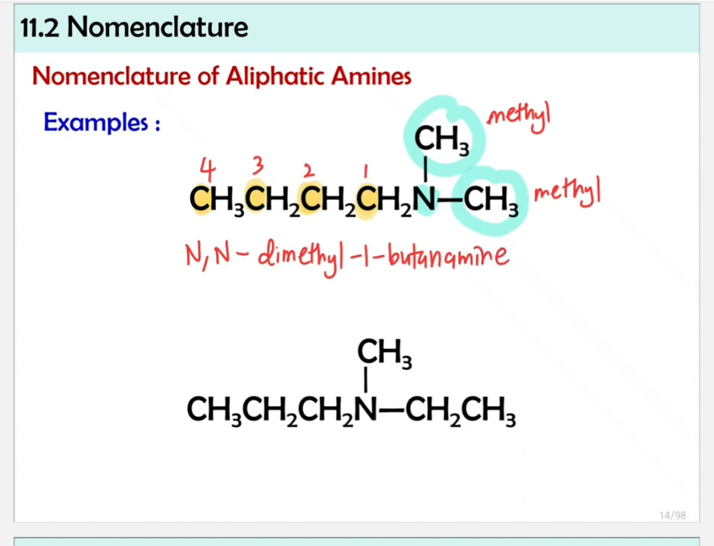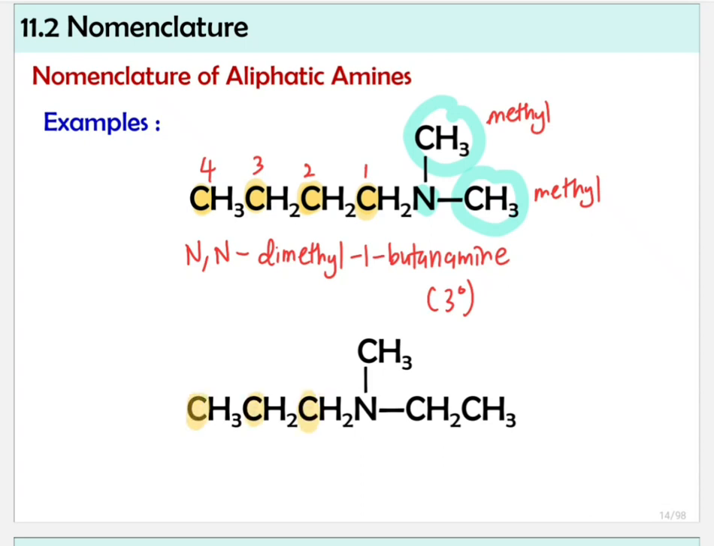Okay. Jadi untuk yang ini, nitrogen is bonded to 3 carbon. Therefore, this is a tertiary amine. Okay. So, kita teruskan dengan compound yang seterusnya. Jadi ini adalah longest chain. Okay, kita nak cari longest chain yang bonded dengan nitrogen.